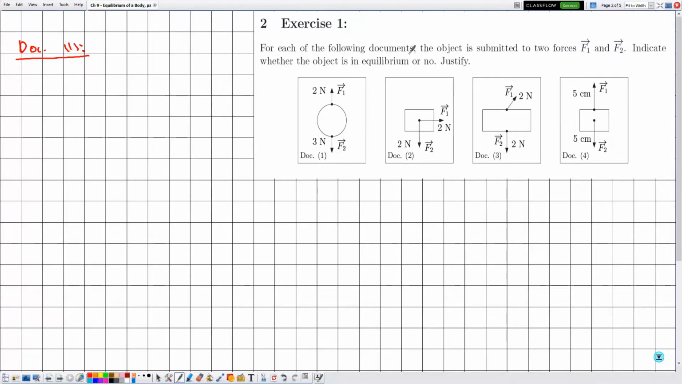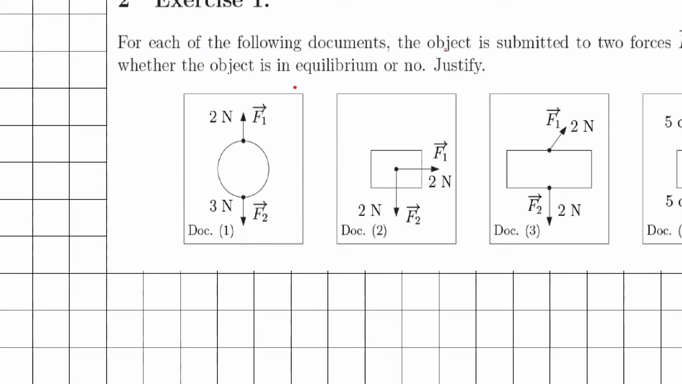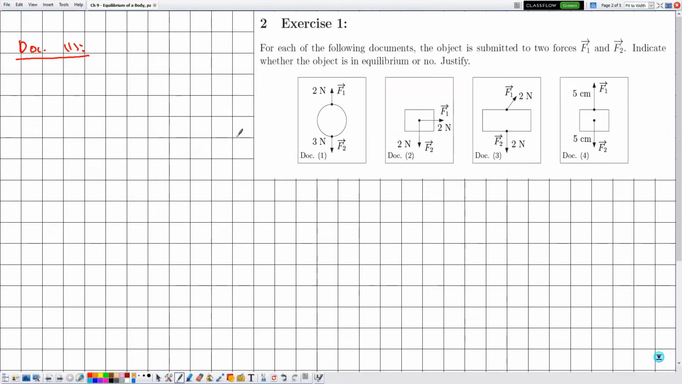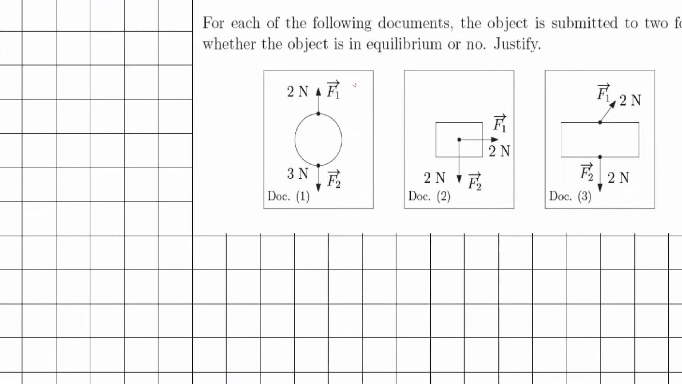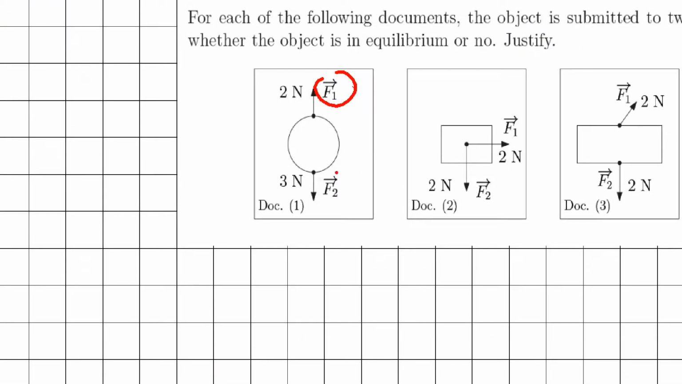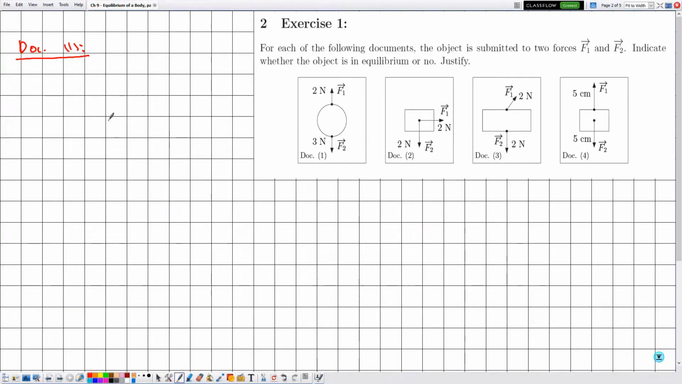Then we need to state if the object is at equilibrium or not. It is at equilibrium when both forces have the same line of action, opposite direction, and the same magnitude. So notice that in this case F1 and F2 have the same line of action, which is vertical. They have opposite directions, one of them is up, the other is down, whereas the magnitude is not the same. So in this case, the solid S is not at equilibrium, so it will move downward.